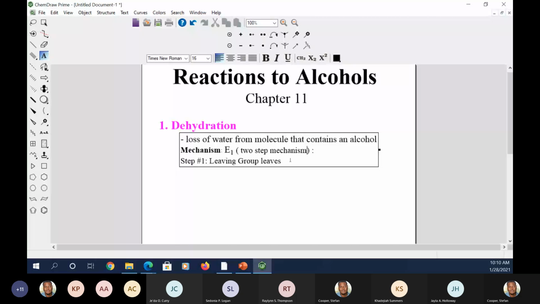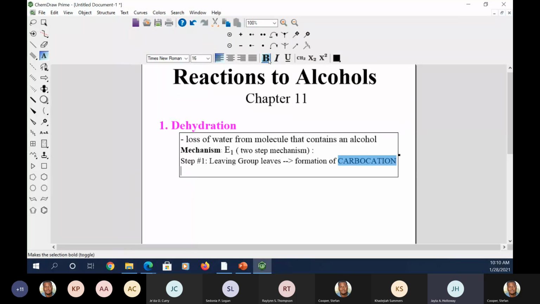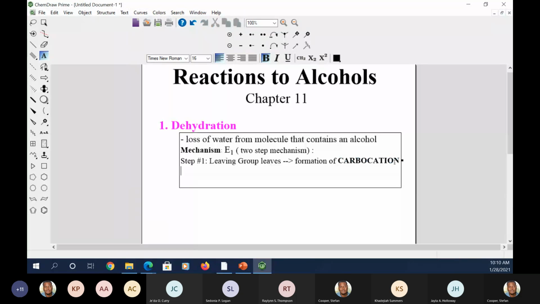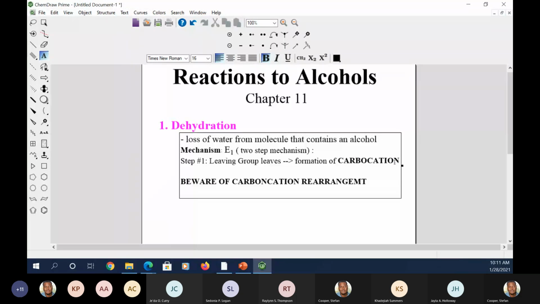Yes, this always leads to the formation of a carbon cation. Good. And you guys do know that I need to beware of what when I form carbon cations? Rearrangements. That's right. Beware of carbon cation rearrangements. You guys remember the 4 ways that carbon cations rearrange?